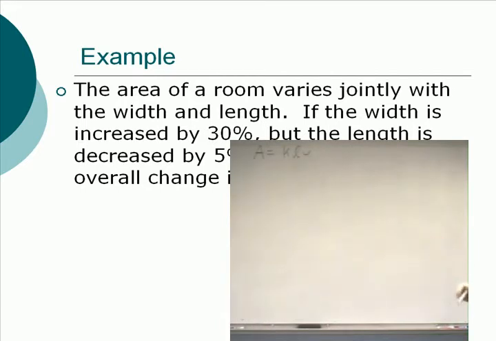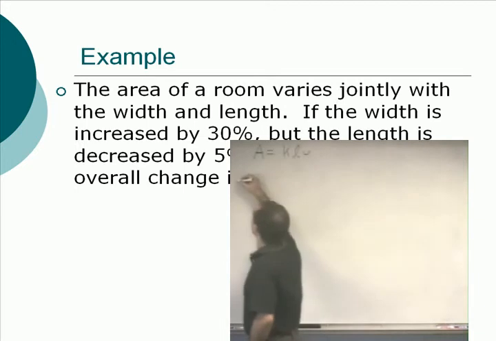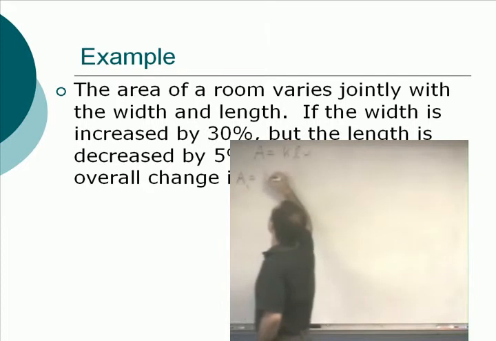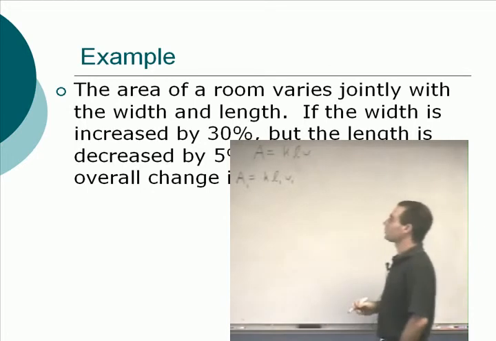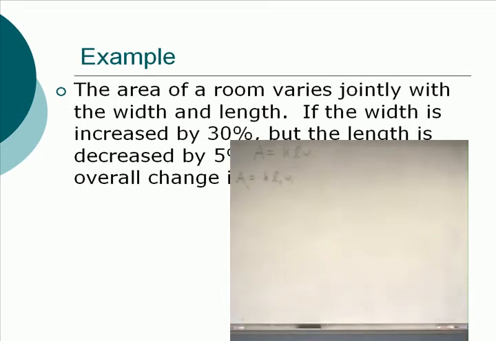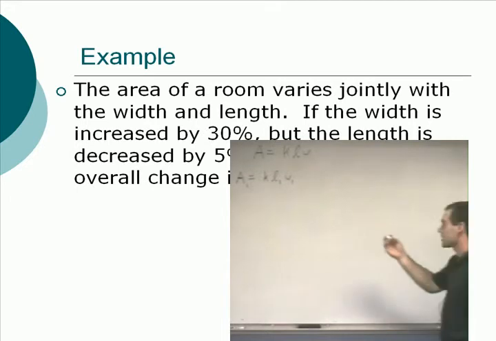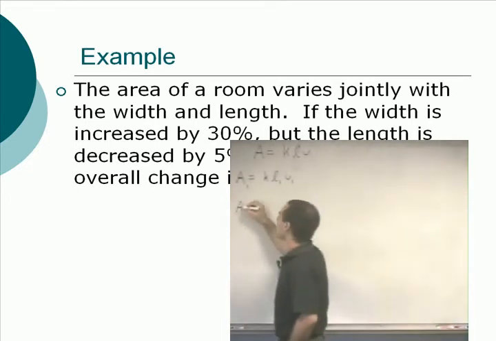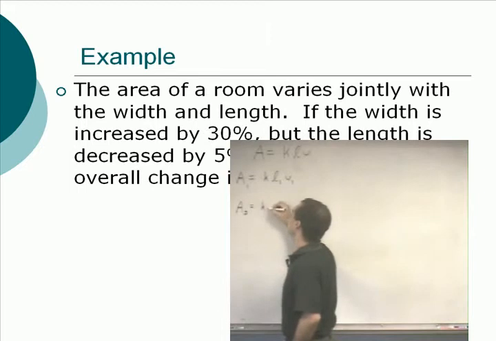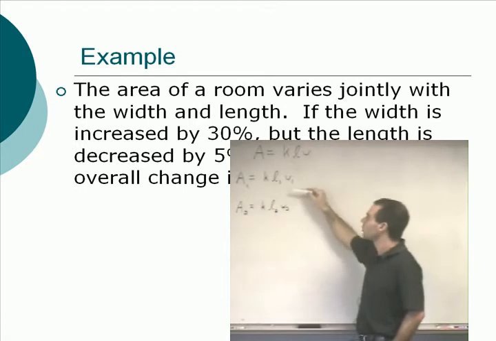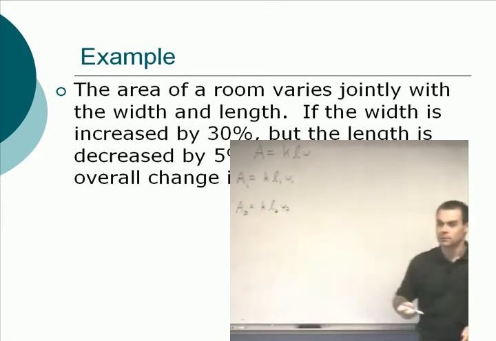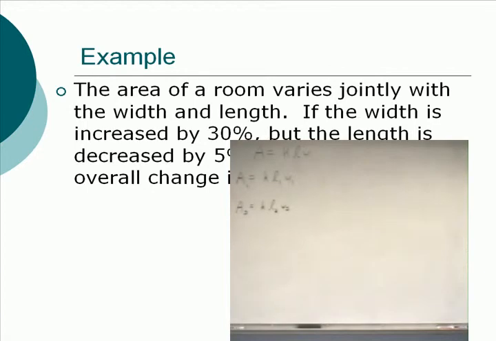We've got percent changes. So we know that the area of the original room is equal to k times its original length times its original width. We'll call those subscripts of 1s: A1, k, L1, and W1. The new room has got to have the same fact. The new room, A2, equals k times L2 times W2. We're just saying that the old room and the new room have got the same variation fact.